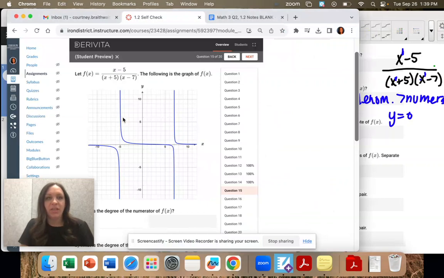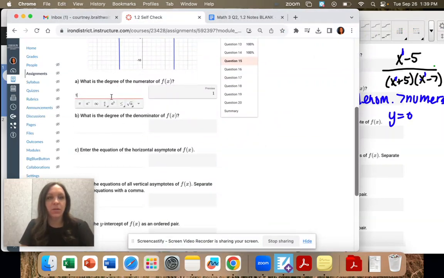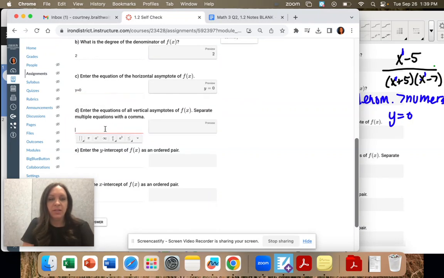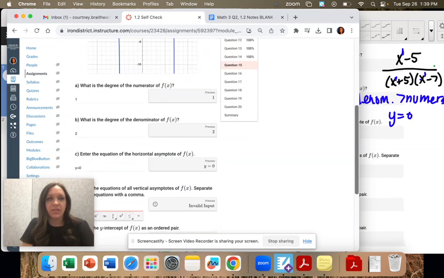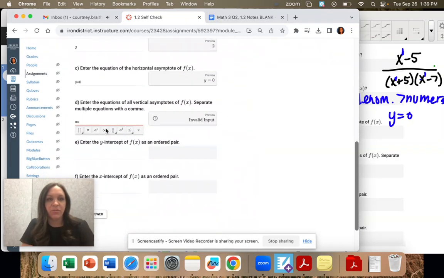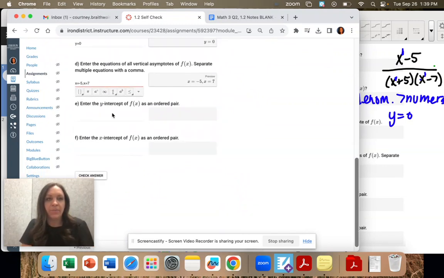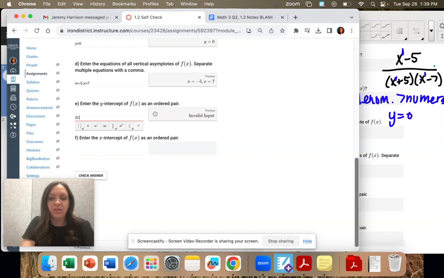Okay, let's type everything in. So y equals 0, x equals, it's the opposite signs, -5, +7. And then (0, 1/7), and (5, 0).